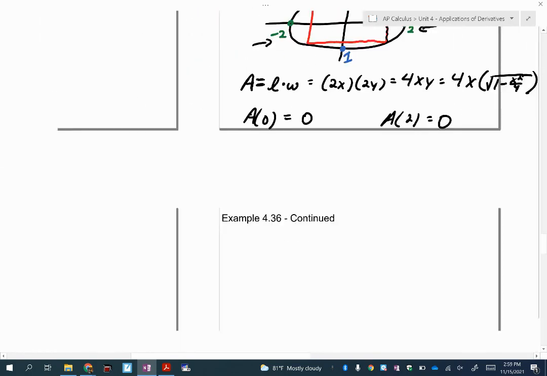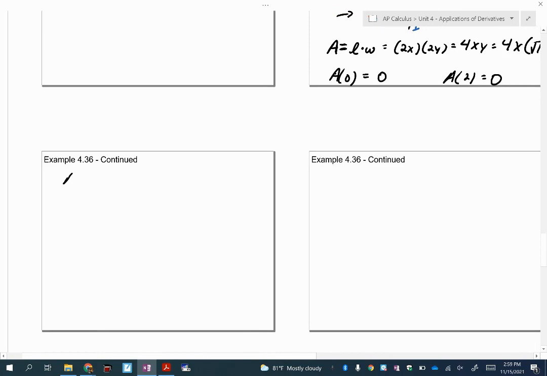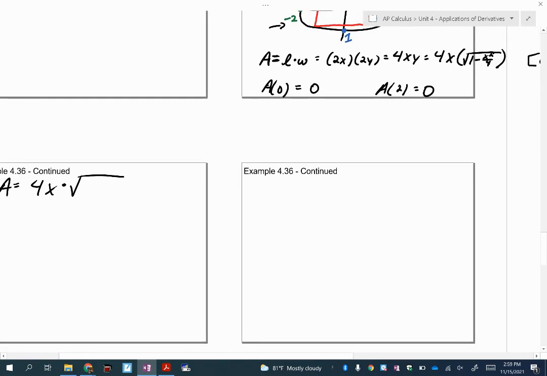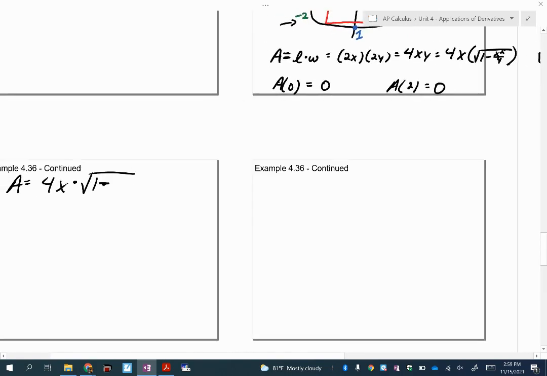So I need to find the derivative of my area. So let's write that down. Here's 4x times the square root of 1 minus x squared over 4.